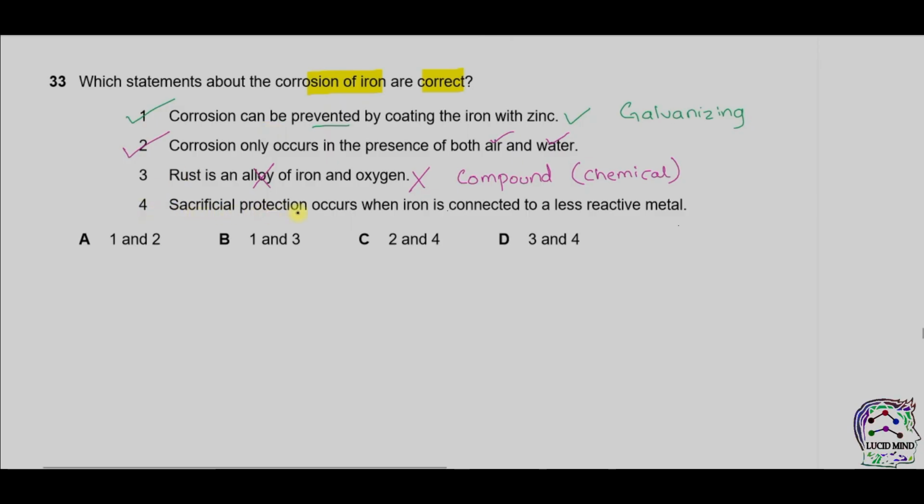4. Sacrificial protection occurs when iron is connected to a less reactive metal. Now this is not true because the more reactive metal will sacrifice itself as compared to iron, as that metal will react first as compared to iron. So statements 3 and 4 are incorrect. Only the first two are correct. Therefore the answer is A.